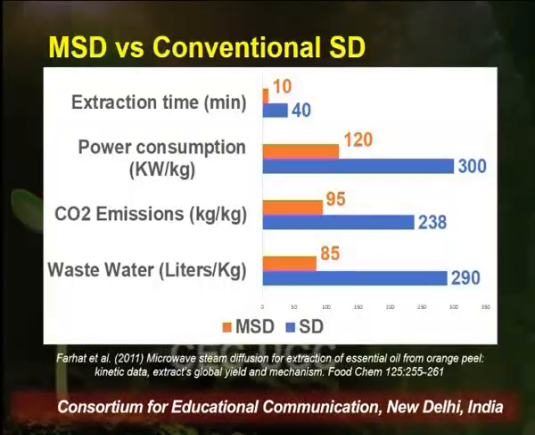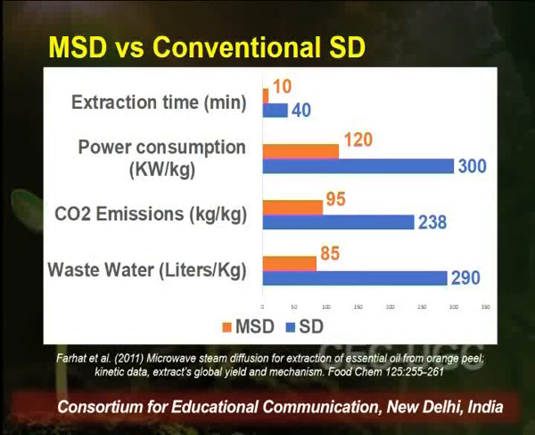Now if we compare the microwave steam distillation with the conventional steam distillation, you can see there is a significant decrease in the extraction time. The orange bars show the parameters of microwave assisted steam distillation, and the blue bars represent the conventional steam distillation. So you can see there is a significant decrease in the overall extraction time.